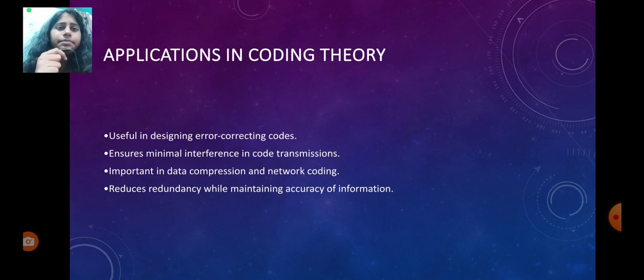Let's get into another slide. Now we are going to discuss applications in coding theory. What are the applications we are getting in coding theory? While coding, edge coloring also has applications in coding theory. Four are given here. They are useful in designing error correction codes, ensure minimal interference in code transmission, and are important in data compression and network coding, reducing redundancy while maintaining accuracy of information. These are a few applications in coding theory.